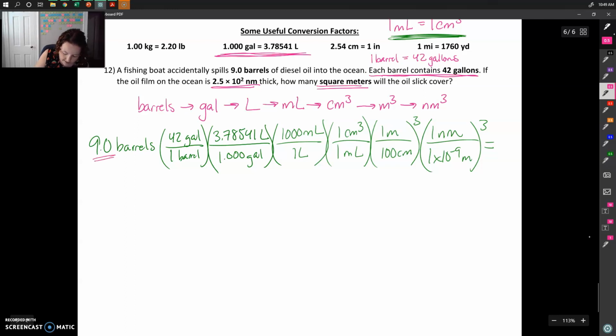I'm going to do 9 barrels times 42 times 3.78541 times 1,000. Notice I'm skipping all of the ones so far. So this last step here, I don't really need to do anything. It's just multiplying by 1. But then I get to this thing where I have it cubed. So if I've done 9 times 42 times 3.78541 times 1,000, now I'm going to divide by 100 cubed, right? So I have to cube that value when I go to type this in.